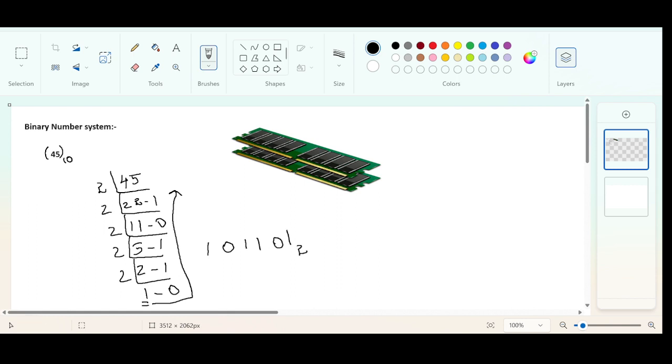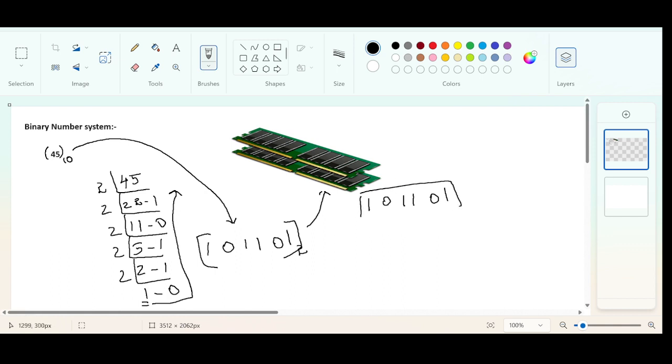So this is how the decimal number 45 is converted into its equivalent binary number. Now this number can be stored inside my RAM. RAM accepts this kind of information, zeros and ones. Now the data is 1 0 1 1 0 1, and I can store this information directly into my RAM.